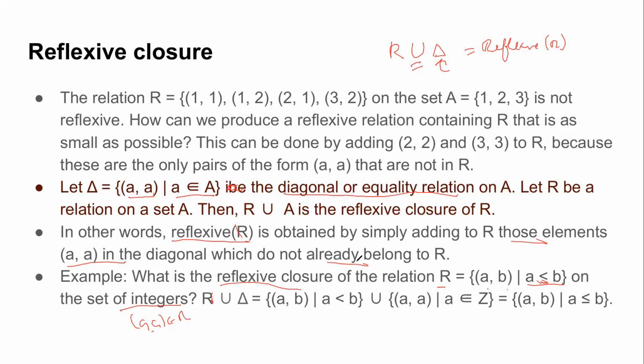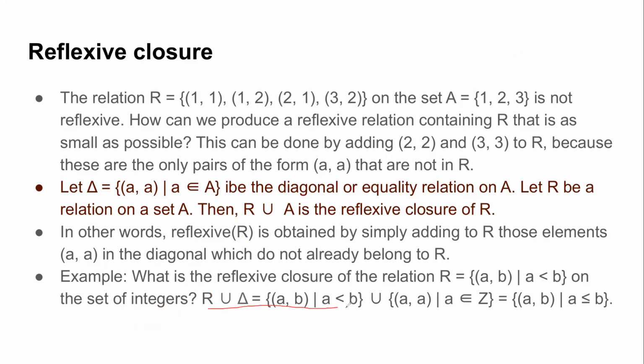So in other words, I can write it in this manner. This is already my definition of R. I'll take a union with delta, which is the set of all pairs (a,a) such that a is in Z. Okay, so if I combine the two, I want a less than b as well as (a,a) to be there. So instead of taking a strict inequality, I can take less than or equal to, right? That would make it a reflexive closure because it would include all the elements of the form (a,a).